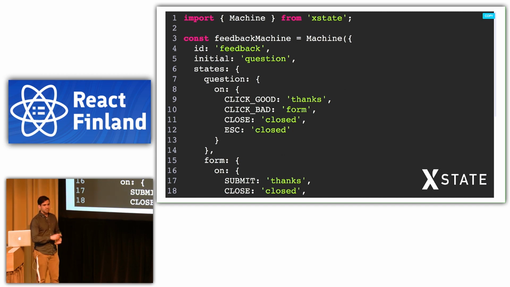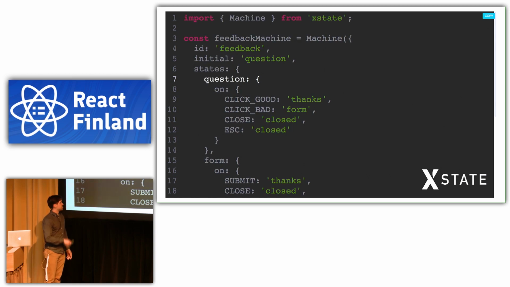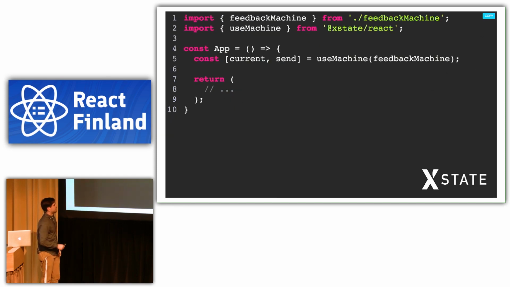And so it's essentially just a JSON object, where we look up the state. In this case, let's say we're on the question state. We look up the event that just happened, such as click good, and then we navigate to that screen.